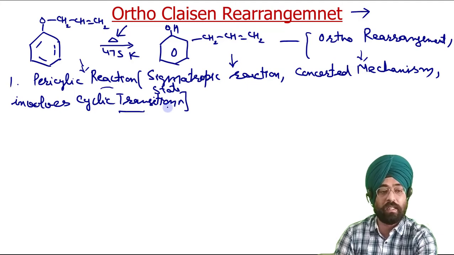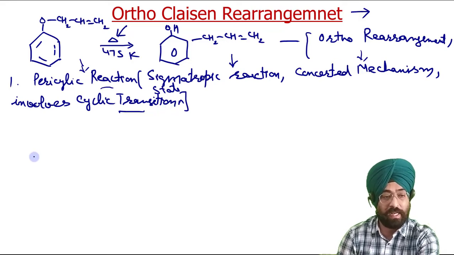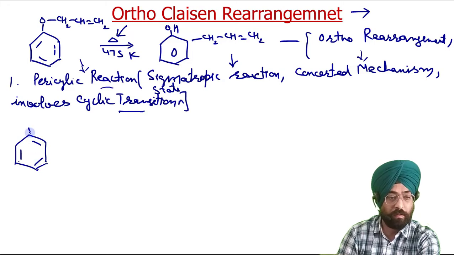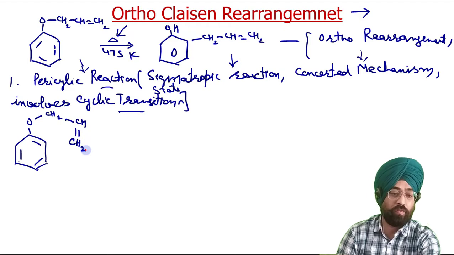Now let us see how this shift occurs. Let us try to write the mechanism. Actually the mechanism is quite easy. So I will write like this: O, CH2, CH, double bond CH2. So this is the product.